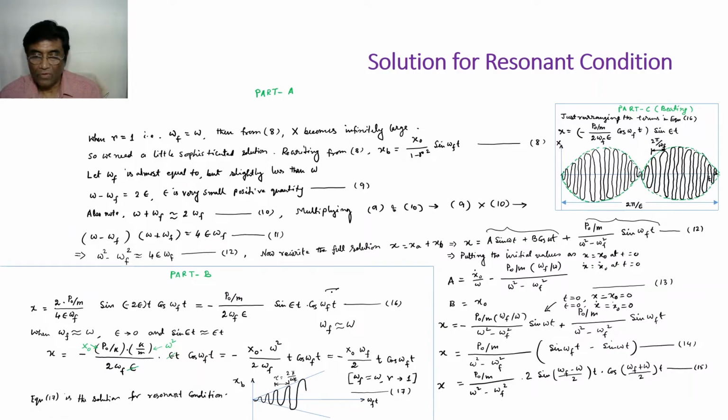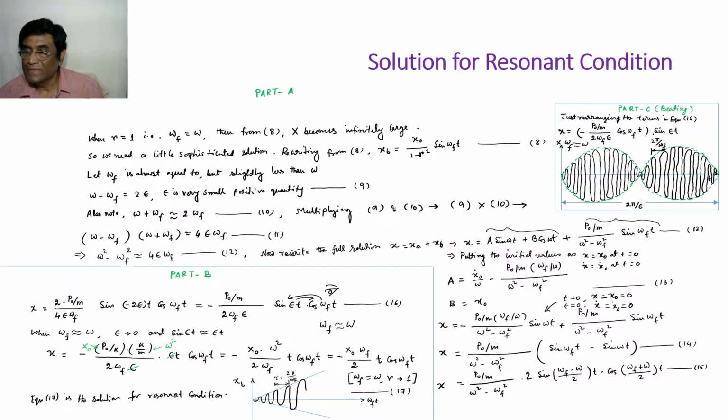If you closely look at this solution, we are putting this term here and this term separately. So when omega f is not exactly equal to omega, but very close to omega, the amplitude of oscillation will be given by this same equation we have rewritten.